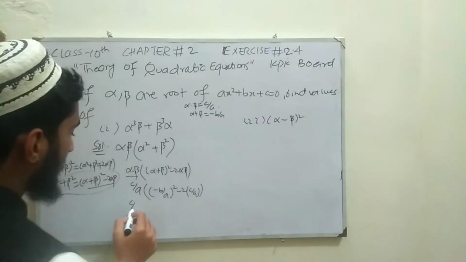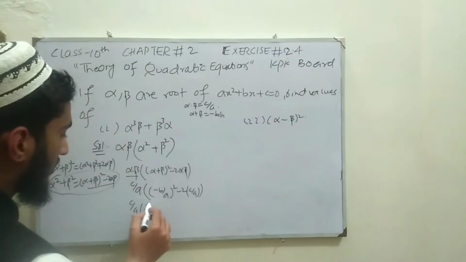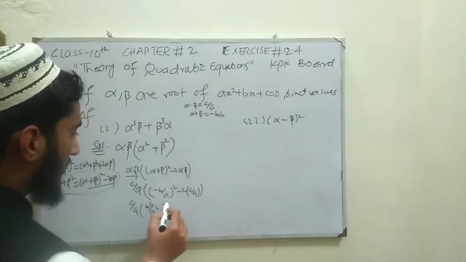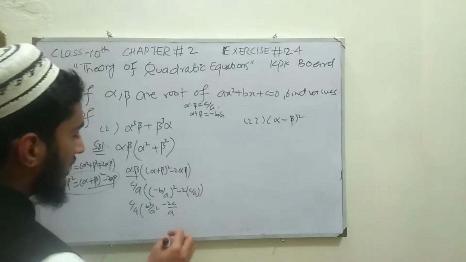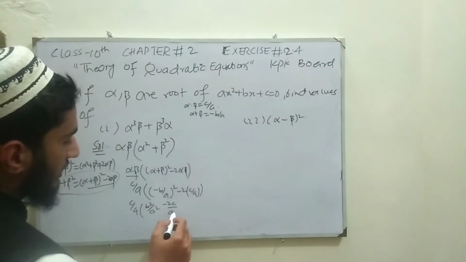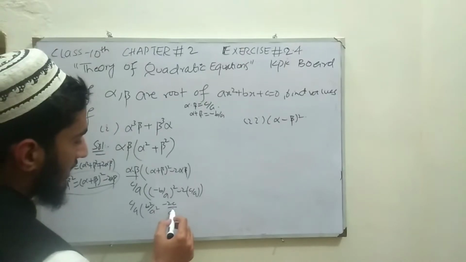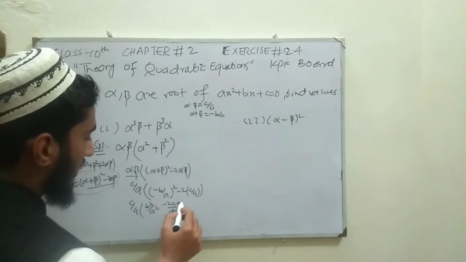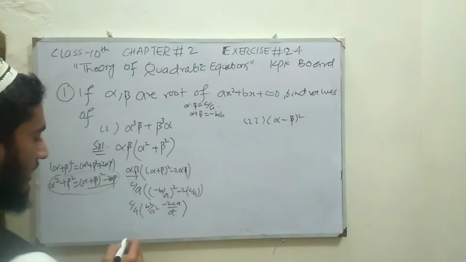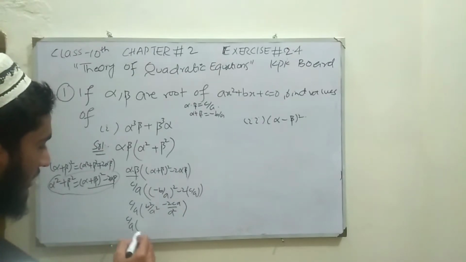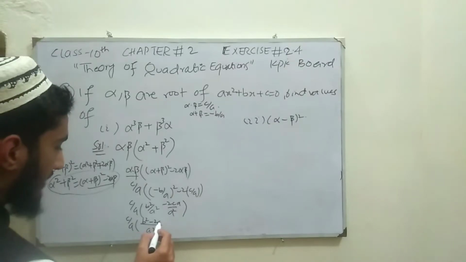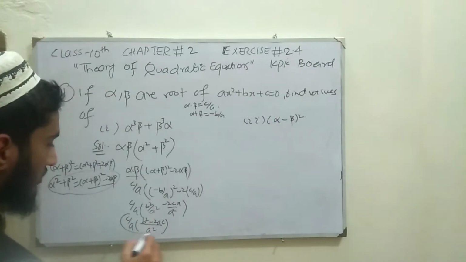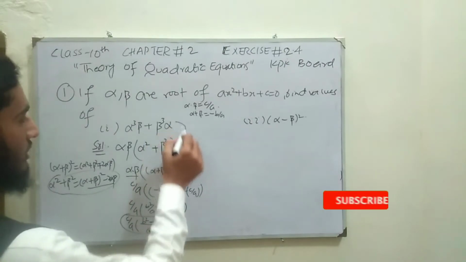So by simplifying, we get b square over a square minus 2c over a. Multiplying a in the denominator, we are left with a square, and in the numerator we are left with 2ac. Taking LCM a square, we are left with b square minus 2 times ac over a square. So this is the required solution to the given question.